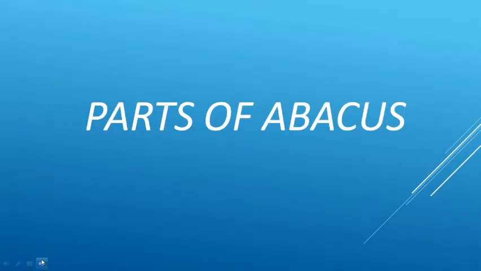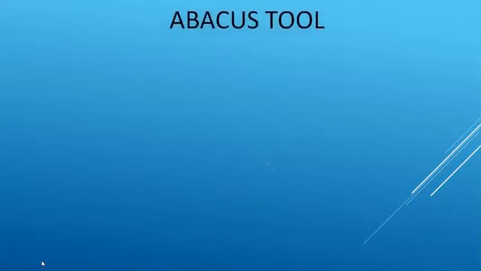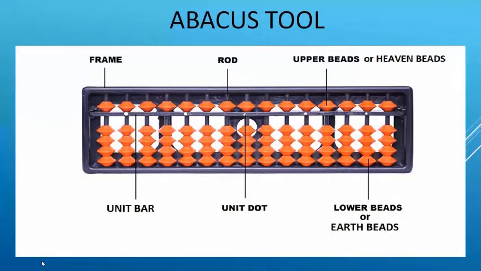Today we are going to learn parts of abacus tool. This is how abacus tool looks like. This is the frame of the abacus tool which holds all the parts. You can see the vertical lines known as rods to which beads are hooked.